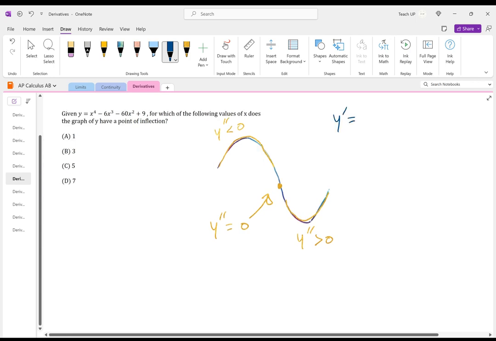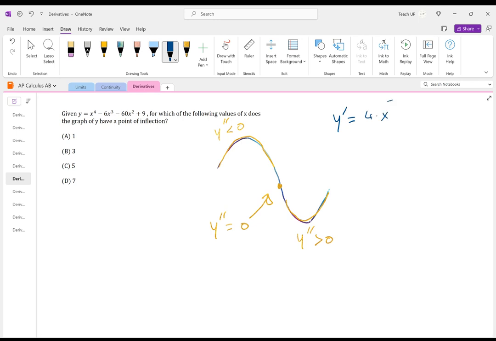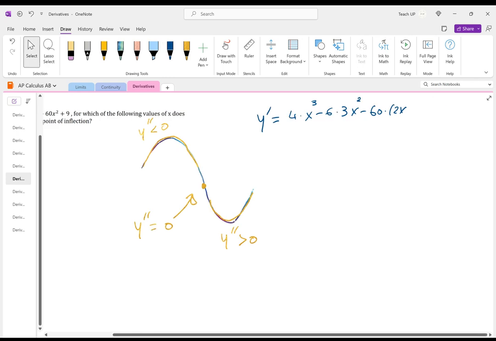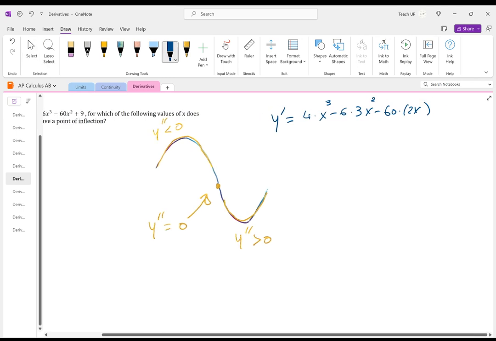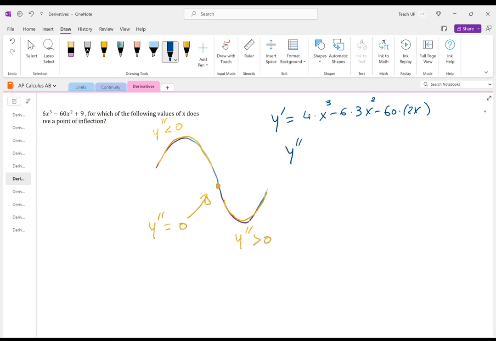So let's go ahead and find the first derivative of this function. So y prime is equal to 4 times x to the third power minus 6 times 3x to the second power minus 60 times 2x. And it's going to be helpful to just keep these coefficients the way they are, because later on, since this is a polynomial function, if we want to set it equal to 0, it would be easier to have the coefficients already factored out. So let's just go ahead and do it and see.